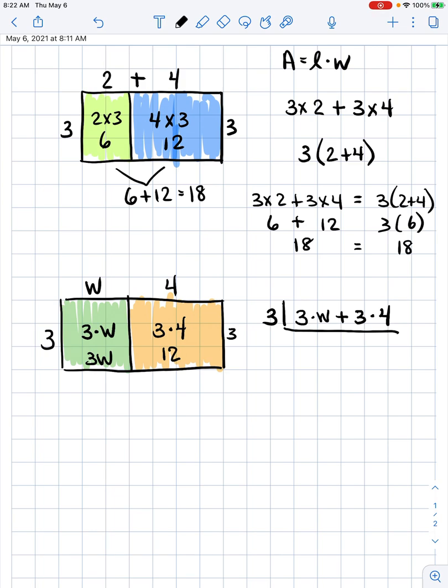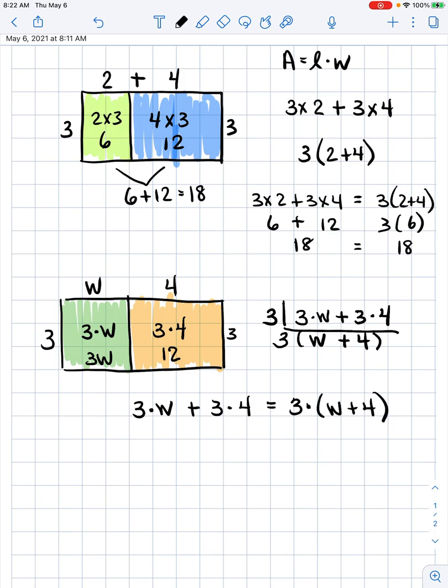And what I'm left with is 3W, or 3 times W, divided by 3 is W. And 3 times 4 divided by 3 is just 4. And I'm going to bring down the plus sign. That doesn't look like an expression, does it? Well, what I'm going to do to make it an expression is put the parentheses around W plus 4. And I'm going to bring down the 3. And so what I know is that 3 times W plus 3 times 4 does equal 3 times, I'll use the dot, W plus 4.